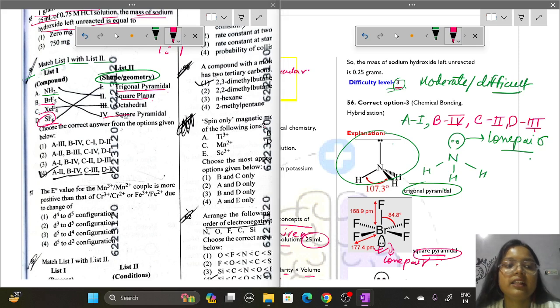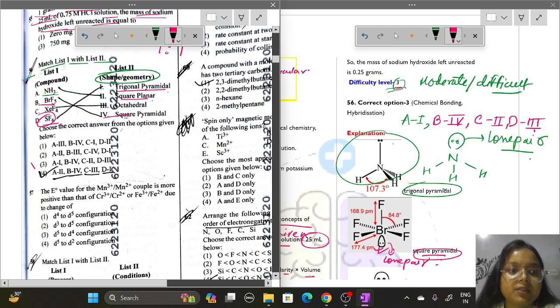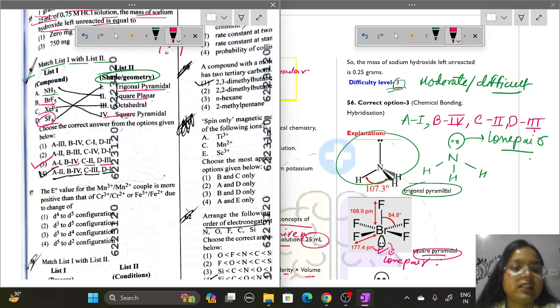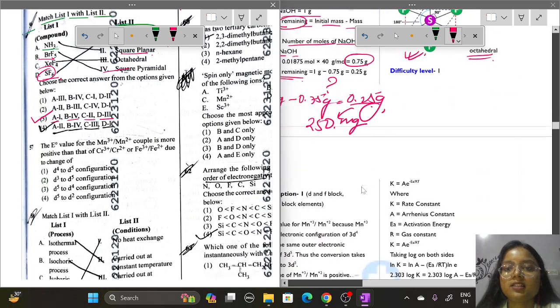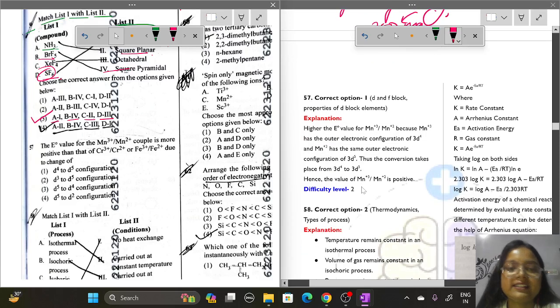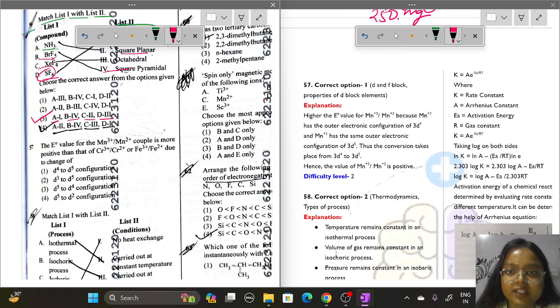So which is the correct option among all this? Option number 3. A is 1, B is 4, C is 2, and D is 3. Okay, this is the correct option. Next, the difficulty level you can consider: it is simply asked from the geometry. So it is easy for you, it is very easy. It is an easy question.